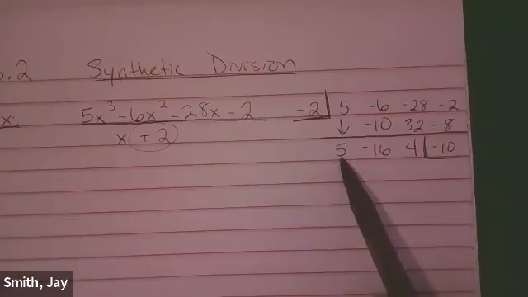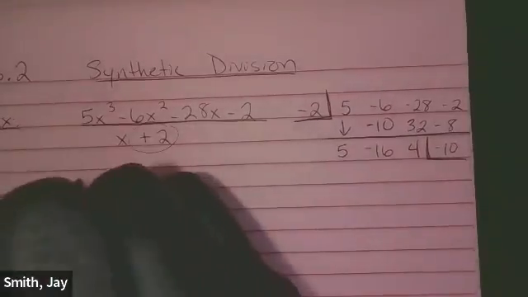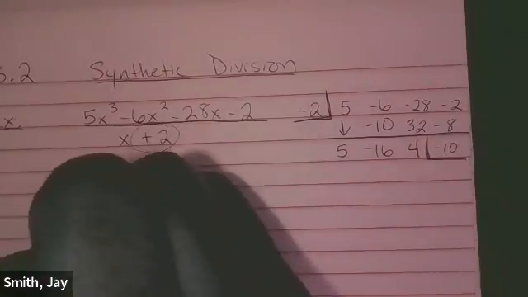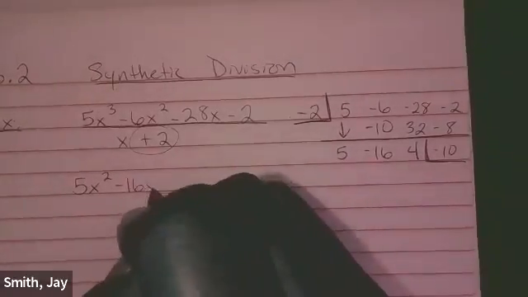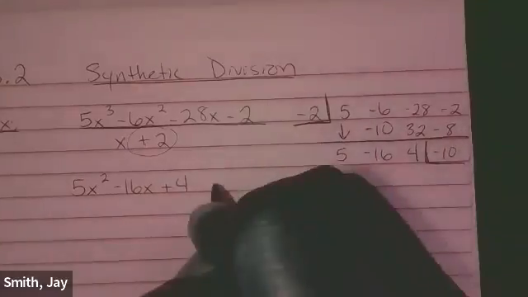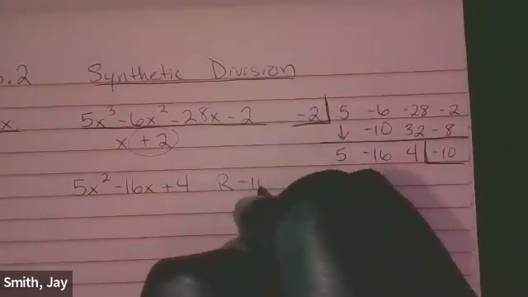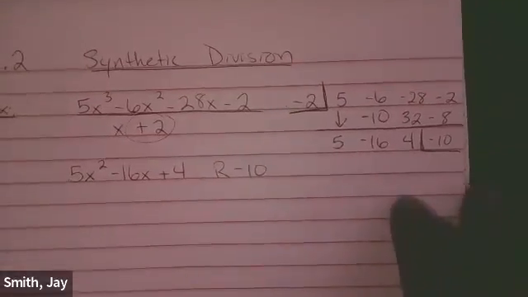So this will be 5x squared minus 16x plus 4. That'll be my answer, starting 1 degree less: 5x squared minus 16x plus 4. And it also has a remainder of negative 10.